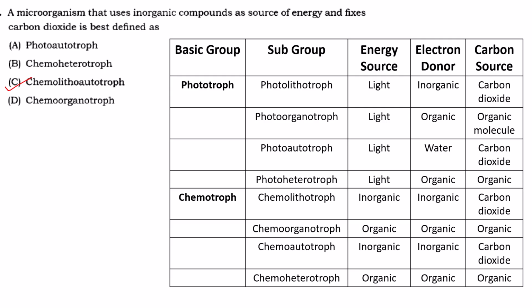It is very easy to remember this one. See here, all photo means light is the source of energy. Chemo means either organic or inorganic compounds are the source of energy. The only thing that is changing everywhere is your electron donor and carbon source. But in majority of the cases it is carbon dioxide which is the carbon source.